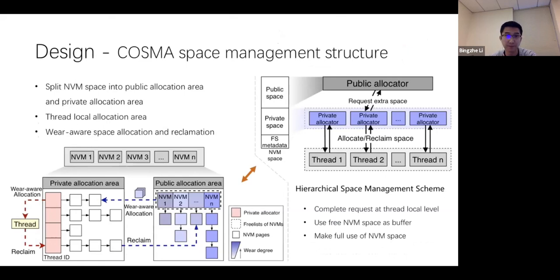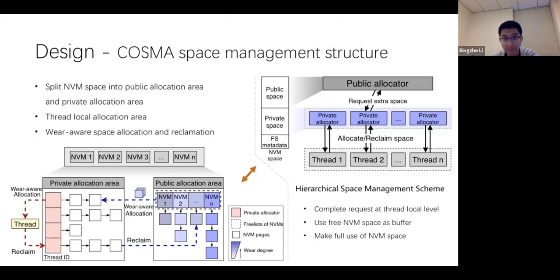To solve this problem, we propose a hierarchical space management scheme named COSMA. It divides the space of the file system into the private allocation area and the public allocation area, and allocates a private allocation area for each thread. As a result, most requests can be finished at the thread-local level to achieve better concurrent processing performance.